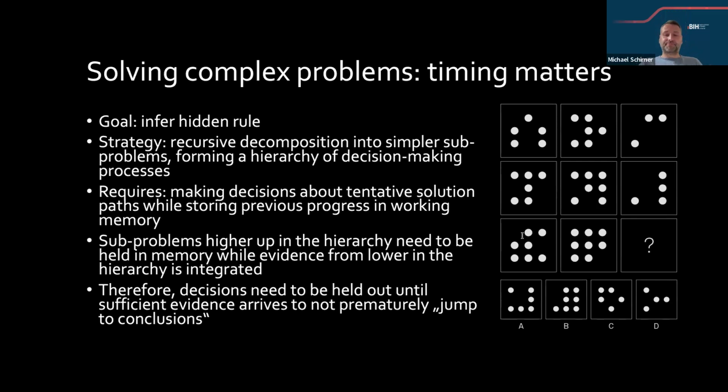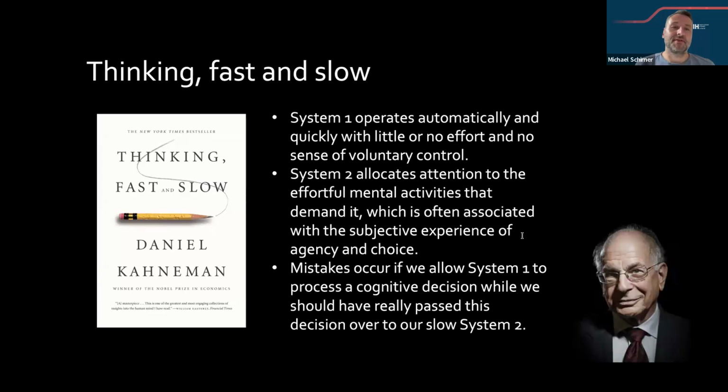So we are not the first ones to come up with such a theory. There are similar theories out there for a while. For example, this very influential theory by Nobel laureate Daniel Kahneman, Thinking, Fast and Slow. Many of you surely have heard about this book. He has these two systems, basically. System one operates automatically and quickly with little or no effort. So this is our fast mode. And system two allocates attention to the effortful mental activities that demand it, which is often associated with the subjective experience of agency and choice. And mistakes occur if we allow system one, the fast system, to process a cognitive decision, while we should have really passed this decision over to our system two.